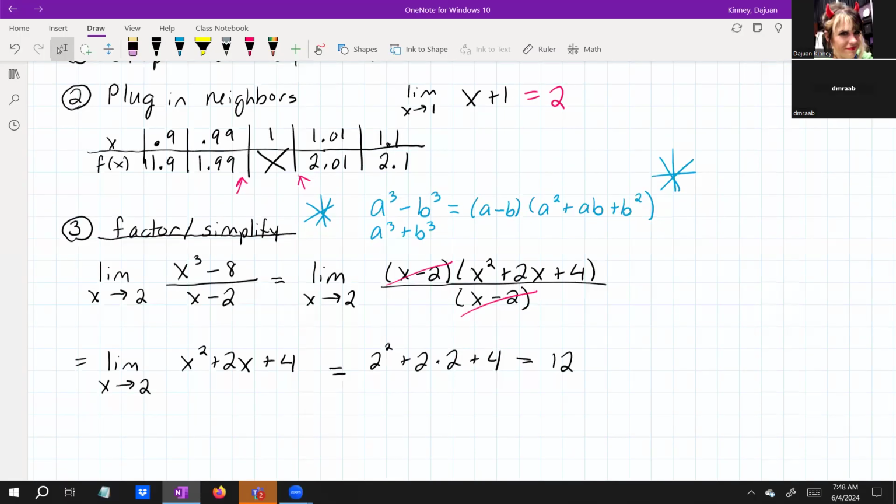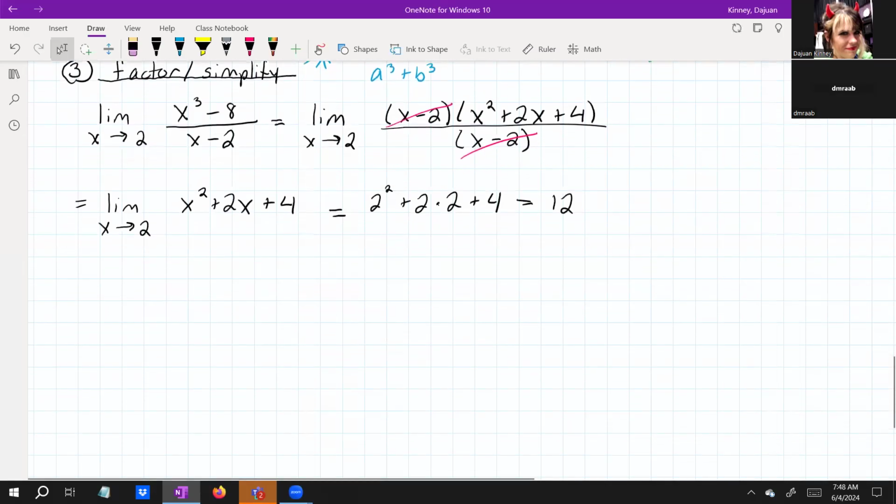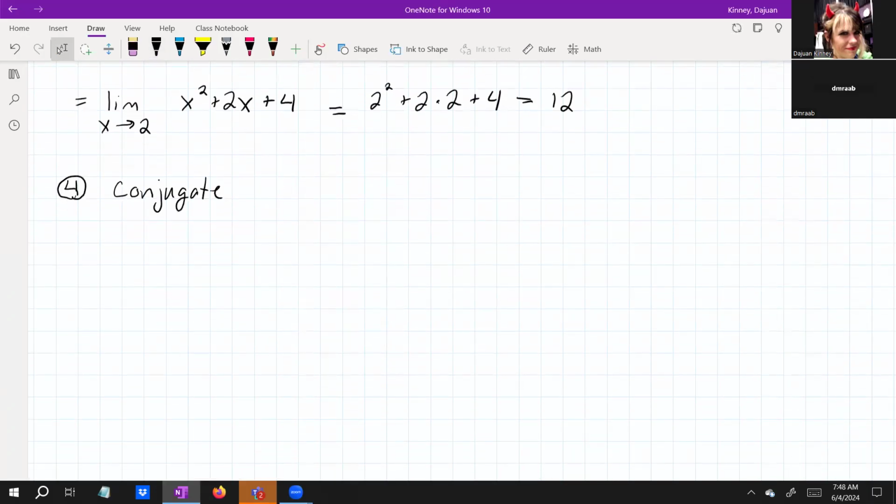Okay, the last sort I think are the trickiest of them all, but once you know the trick, it's really not terrible. We're going to find the conjugate. We're going to conjugate our problems. So example is the best way to look at this.